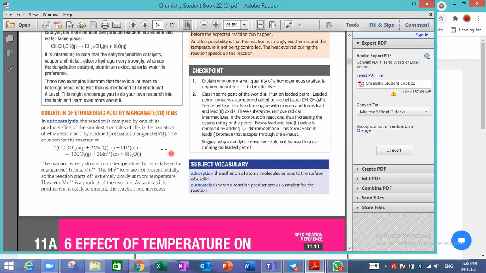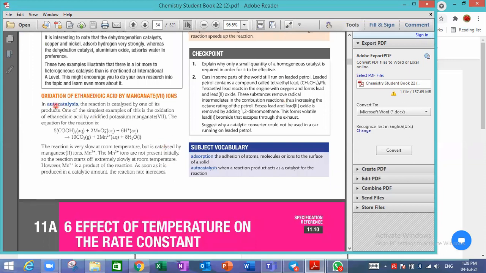Now we come to what we call autocatalysis. What do we mean by autocatalysis? Sometimes in some reactions, we find that one of the products is acting as a catalyst. We don't have to put a catalyst inside our reaction for the reaction to be faster. Sometimes one of the products is a catalyst by itself. That's why we call a reaction in which one of the products is a catalyst an autocatalysis reaction, or we say autocatalysis takes place in this reaction.